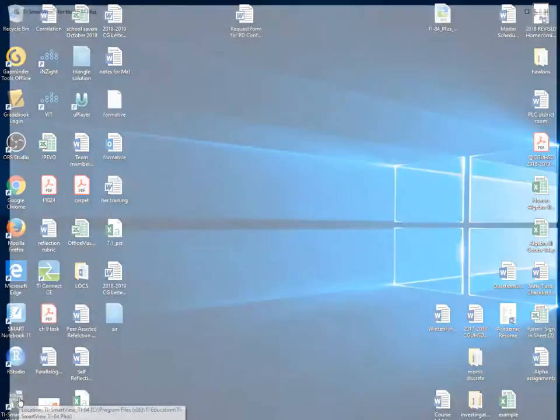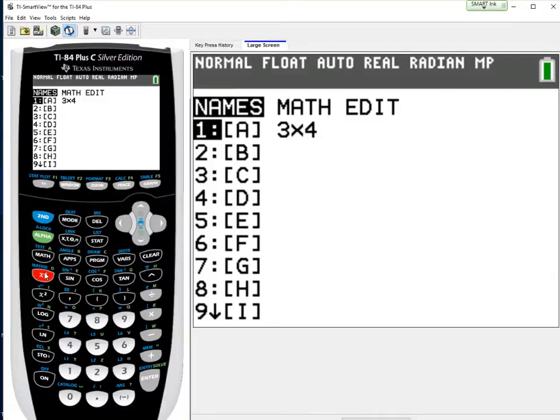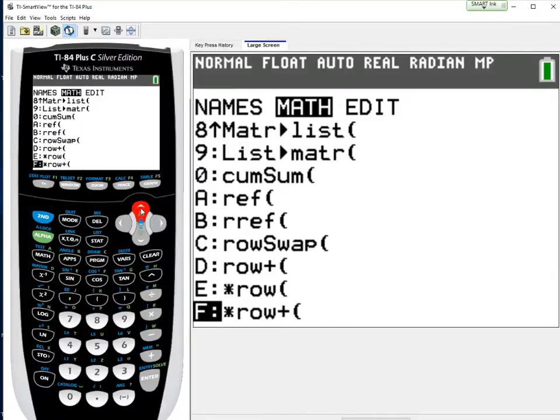So like I was saying, let's wait for it to load. Okay, so I want you to notice this real quick. I have a matrix in here, right? Let's say I'm going to do one of these row operations, okay? Let's go second matrix, math, and I'm going to do a row swap.